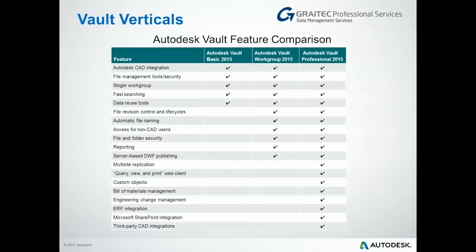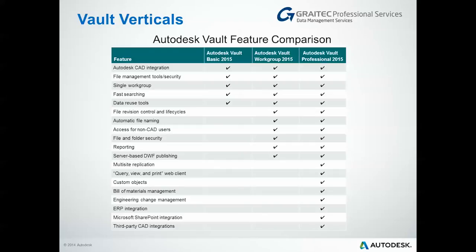Vault Pro contains everything a Workgroup has, but in addition allows multi-site replication. So if you're a business that has multiple sites within the same country or on different continents, you should be looking at Vault replication. Vault Professional also allows the ability to query, view and print via the web client. So you have web client access within Vault Professional, which means you can use Internet Explorer and browse the Vault, and that is unlimited access.